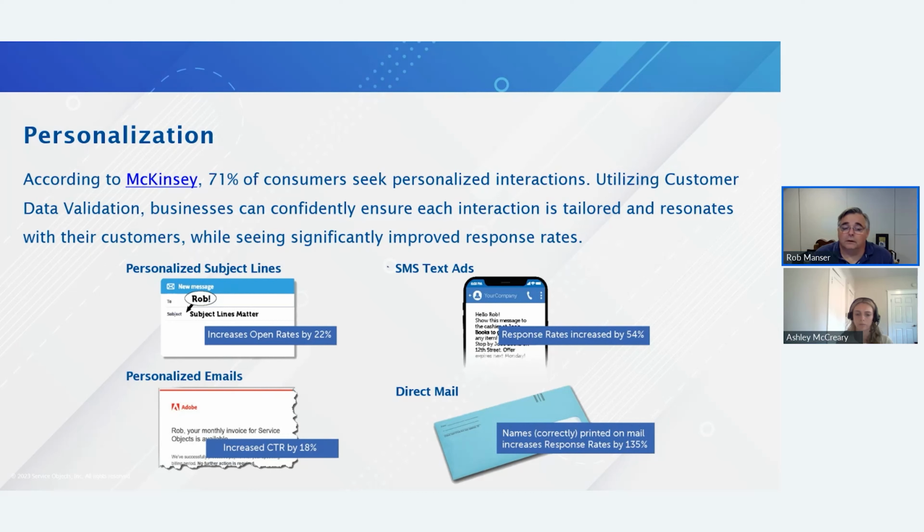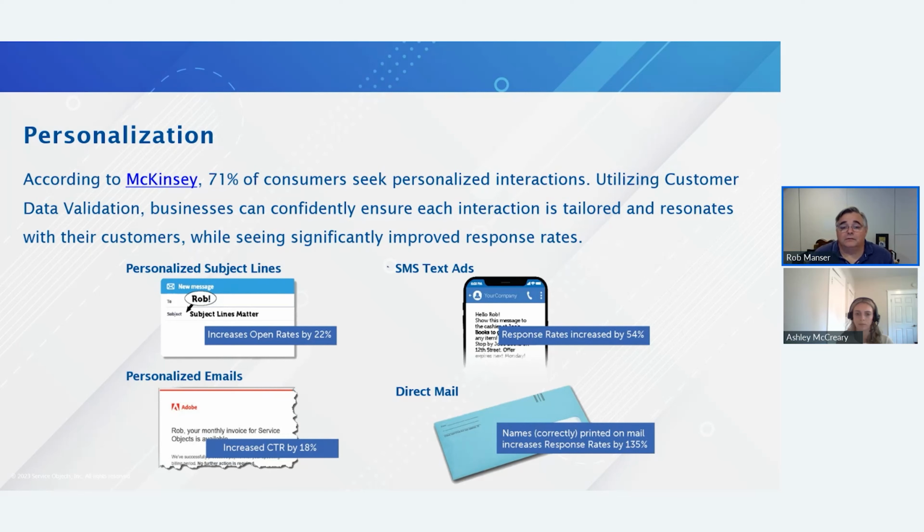If you're running an email campaign, you're going to see better open rates and better click-through rates. If you're sending out text messaging, you're going to get quite a heavy lift in response rate by personalizing it. And of course, in direct mail, this has been tried and true for a long time. If you get my name right on the address, I'm more likely to open the envelope, and that's going to increase response rates. In fact, it's almost 135%. So that's just one example of personalization and how it can improve response.